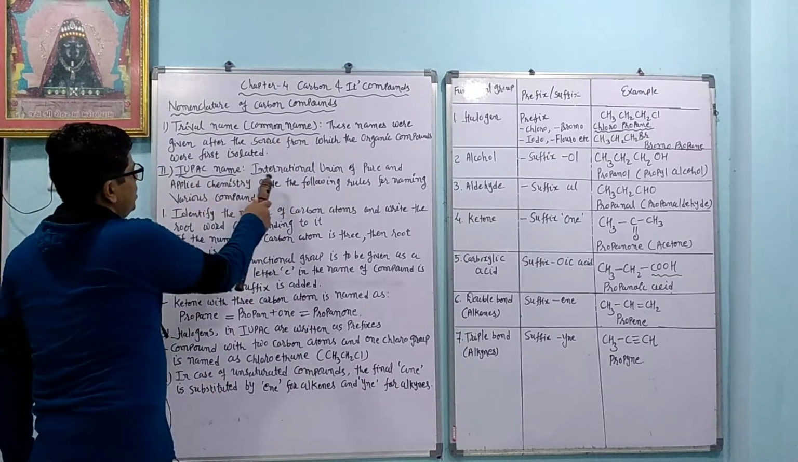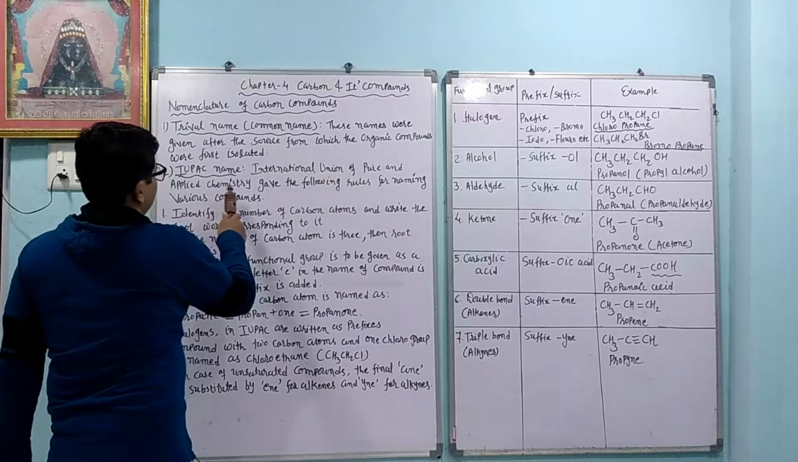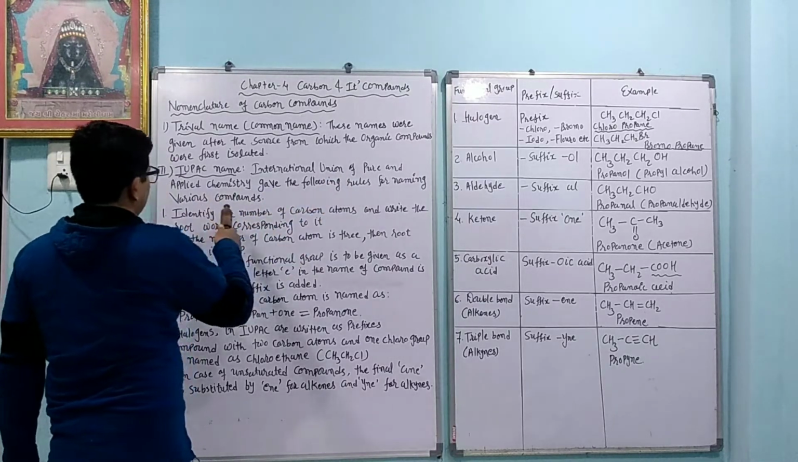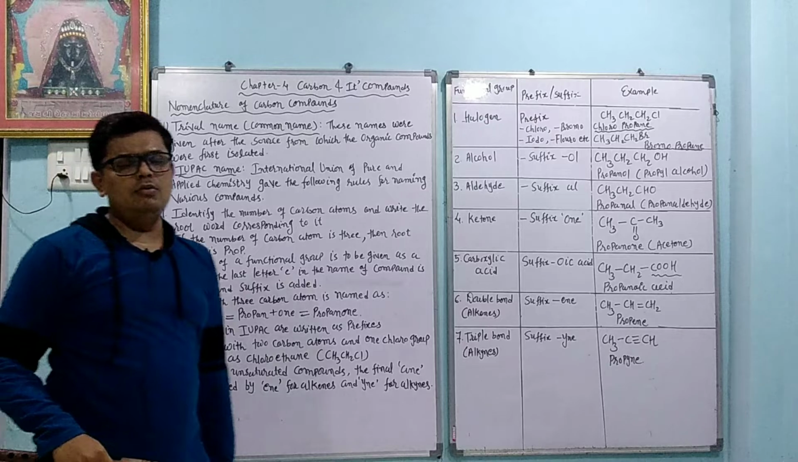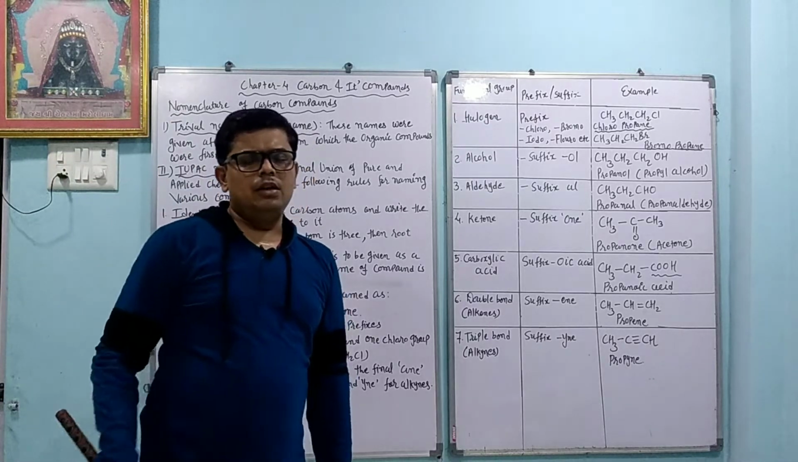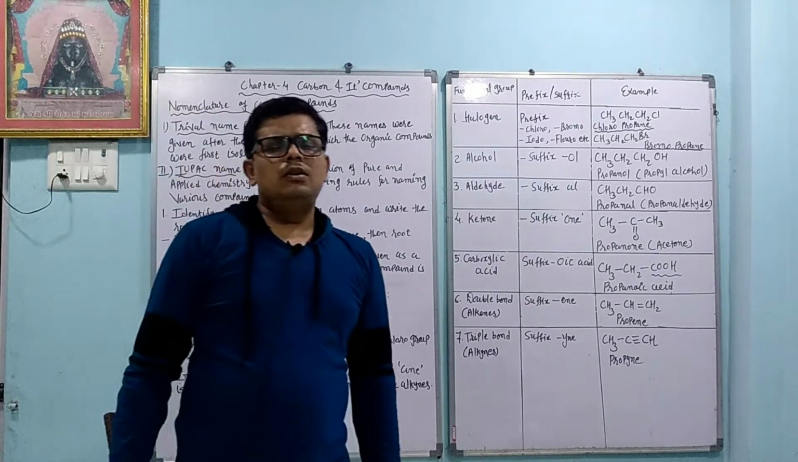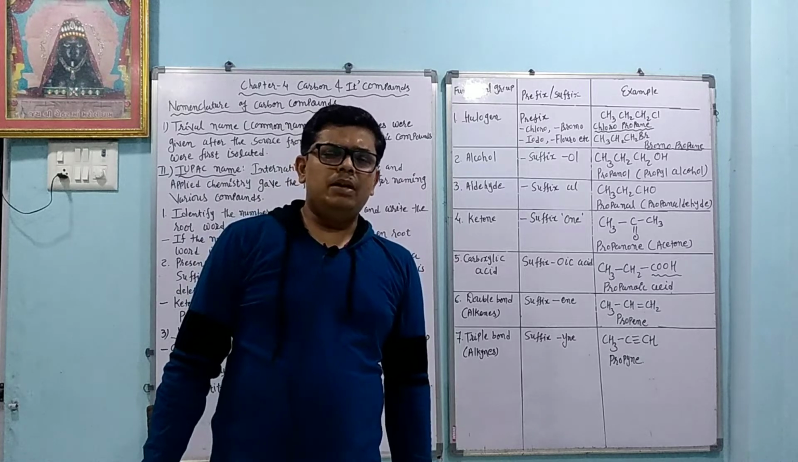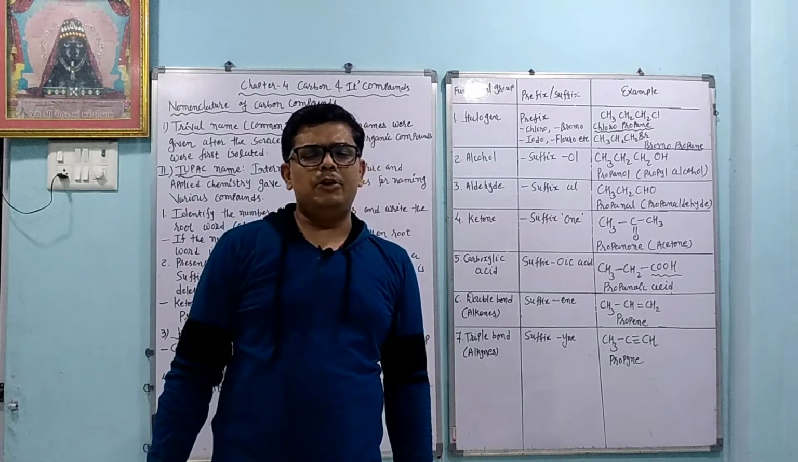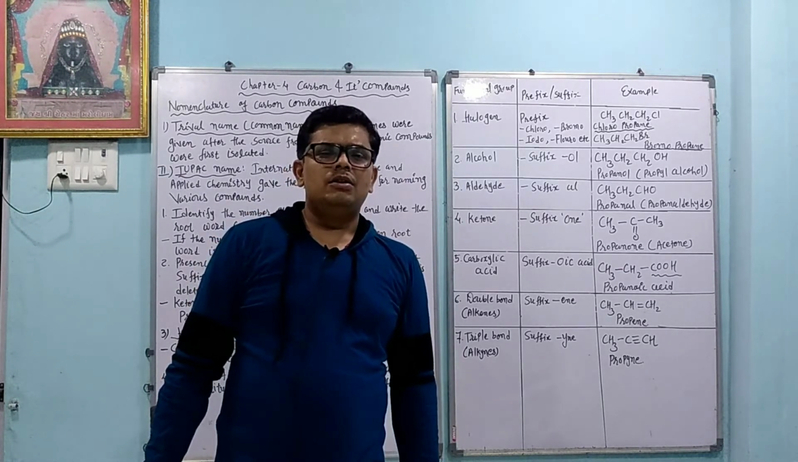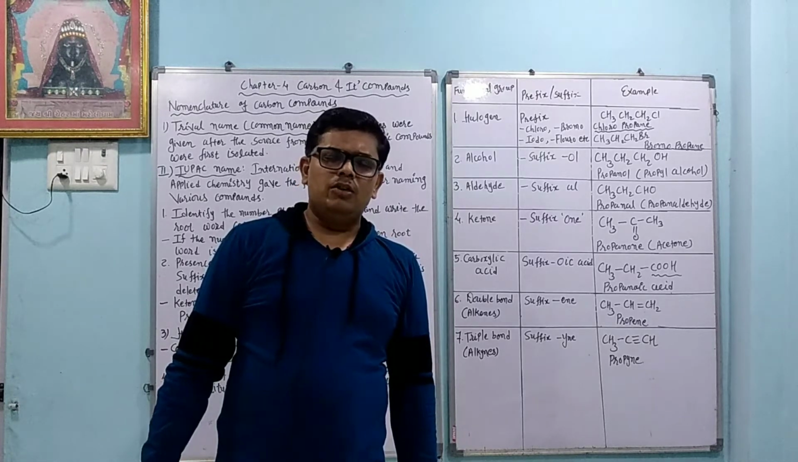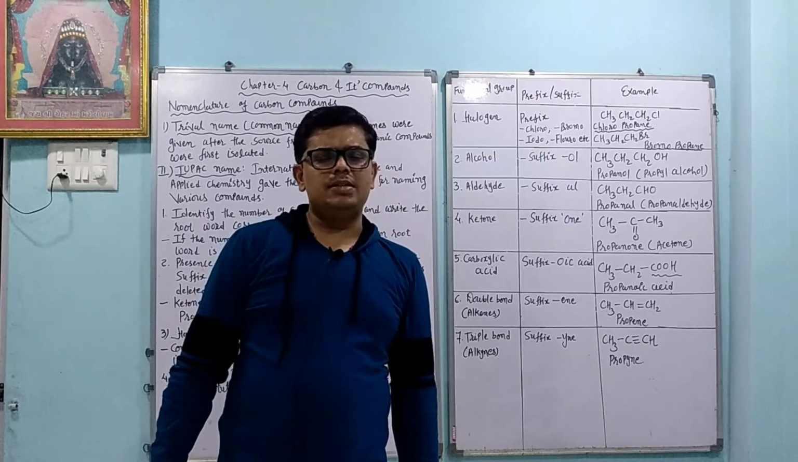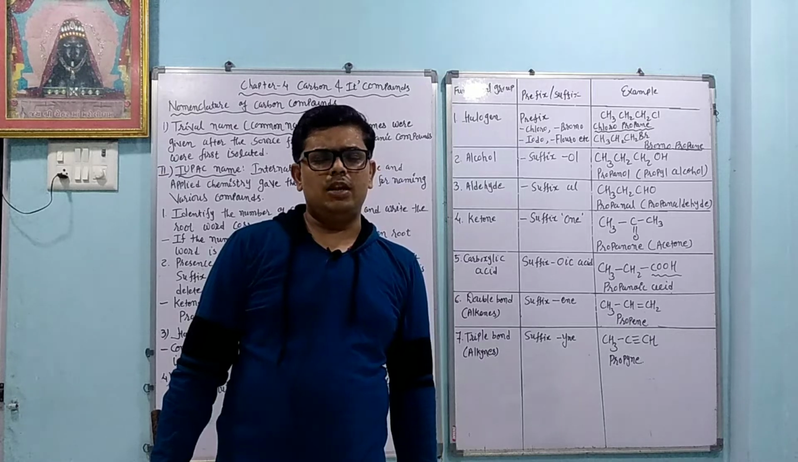Second, the IUPAC name. The International Union of Pure and Applied Chemistry gave the following rules for naming the various compounds, so we cannot give names according to our choice. There was one scientist whose girlfriend's name was Barbie, so he named one acid barbituric acid. Like that we cannot give names. So IUPAC decided some rules, and after that we can give the name.